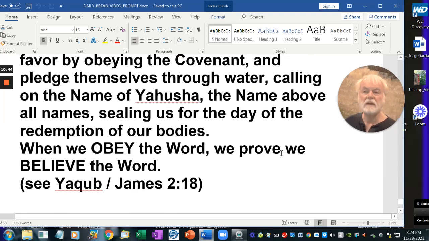When we obey the word, we prove, we give evidence, that we believe the word. You can't just believe. You have to do it. You have to do it. So see Yakub or James 2 verse 18.